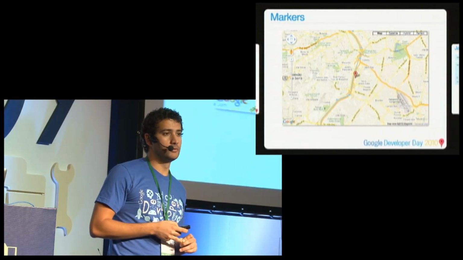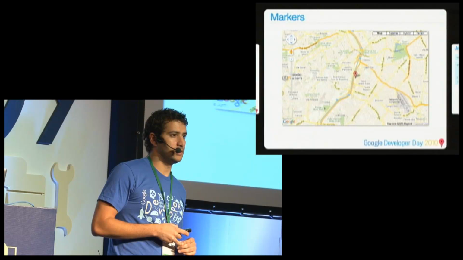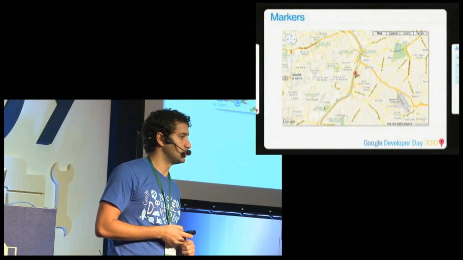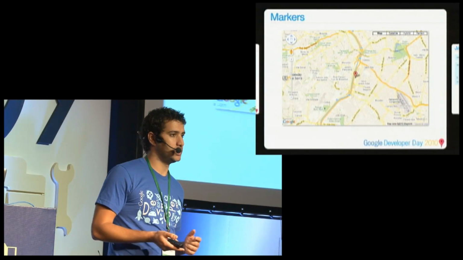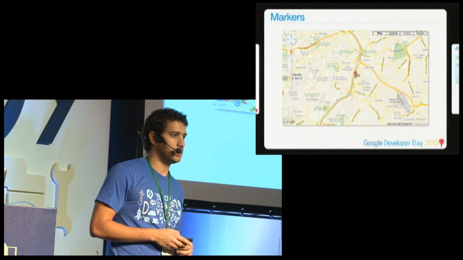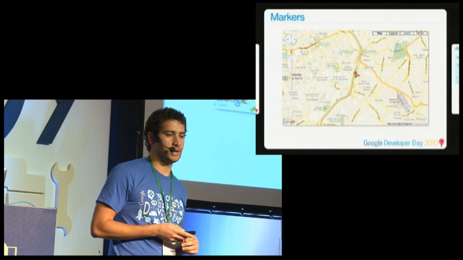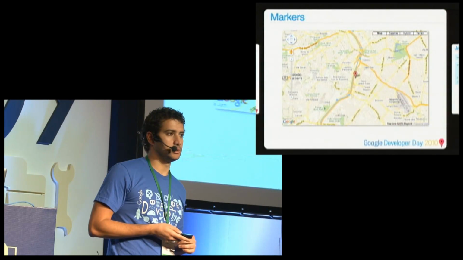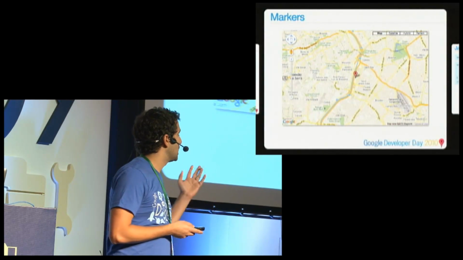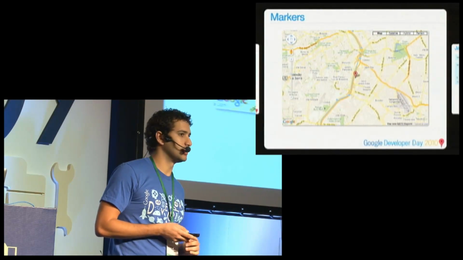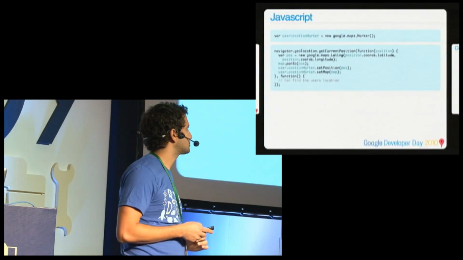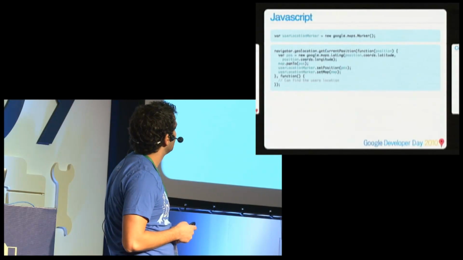Markers are what we call overlays, and the Maps API supports a number of different overlays. Markers, polylines, polygons, info windows are considered overlays. So anything that you add to the map that has a sense of location could be considered an overlay. But we just want to add a standard Google Map teardrop marker at the user's location. Again, not a lot of code.